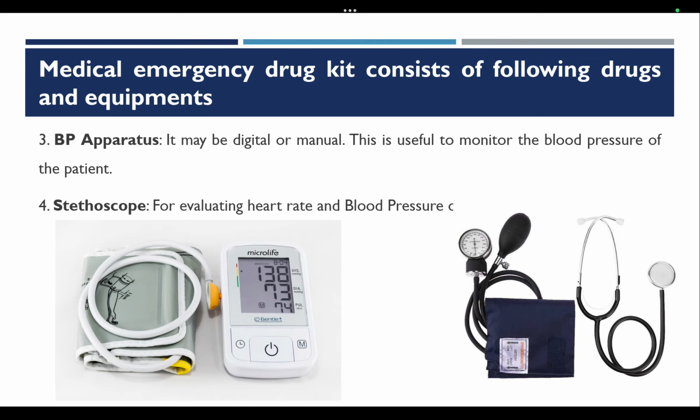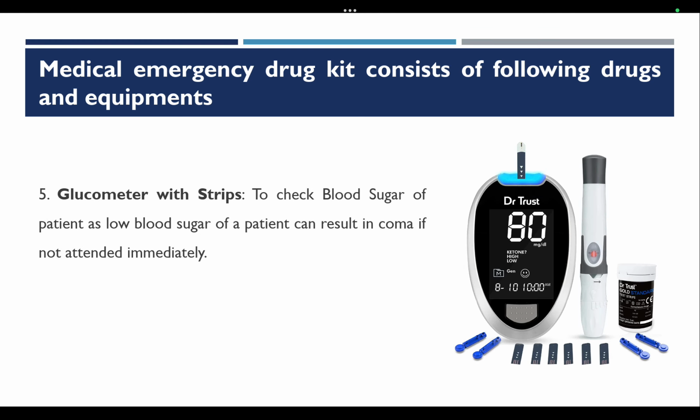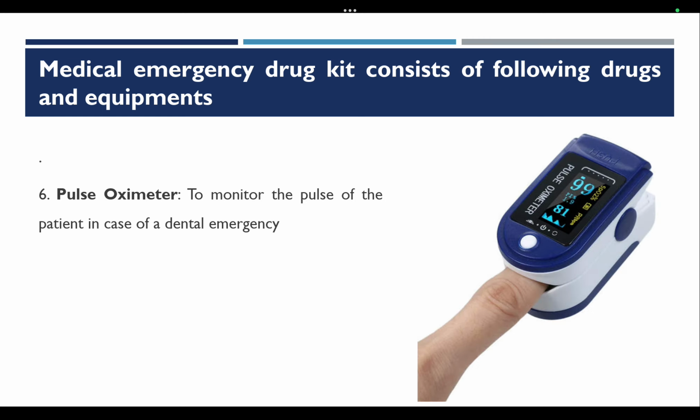Blood pressure apparatus, which must be digital or manual, is useful to monitor the blood pressure of the patient. Stethoscope, either to help in measuring the blood pressure or in evaluating the heart rate. The glucometer with the strips is also important to check the blood sugar of the patient, as low blood sugar can result in a coma if it's not attended to immediately.